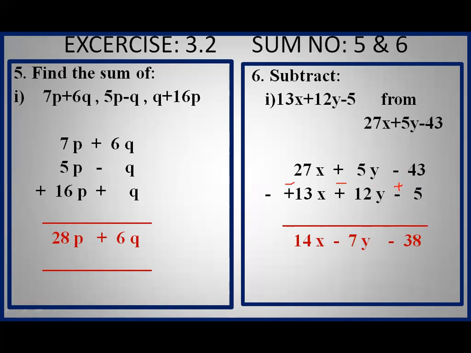So minus 43 plus 5 is minus, both are different signs. So you subtract and you get minus 38. Plus 5 and minus 12: 12 minus 5 is 7 and 12 is the greater number, so minus 7y. 27 minus 13 is 14x.